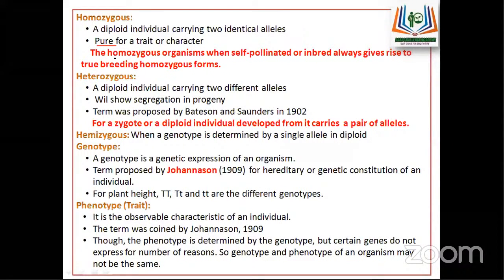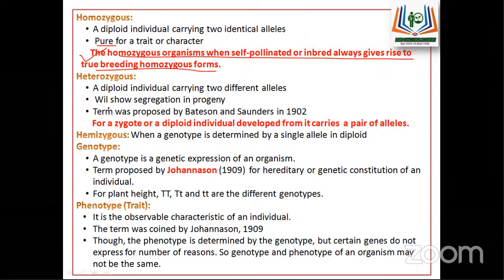Then here I have highlighted something: a homozygous organism, when self-pollinated or inbred, always gives rise to true breeding or homozygous forms. So you see only one sort of progeny; there is no segregation pattern when you are selfing a particular homozygous individual. That's why they are called true breeding, meaning always and always they will give rise to progeny similar to them, exactly looking alike.